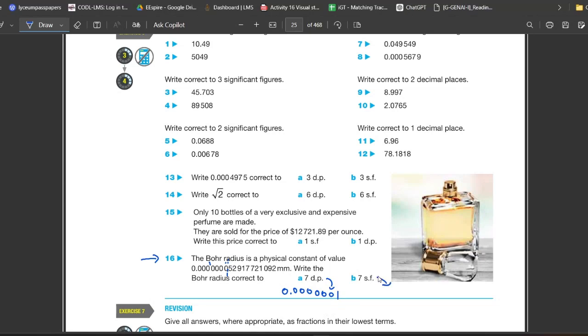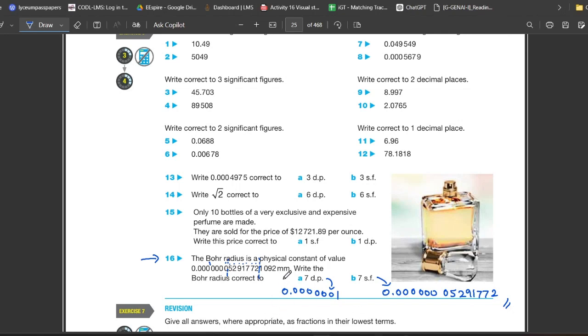And 7 significant figures. This is the first significant figure, second, third, fourth, fifth, sixth, seventh. Here we have to draw the cutting line. Check the 8th significant figure also. It's 1, so we don't have to add anything. So our rounded number is 0.0000052917772. It ends here. We don't have to add anything. I think that's really clear now.